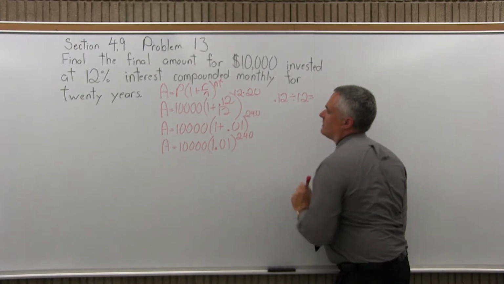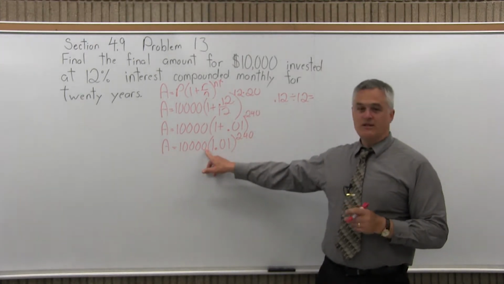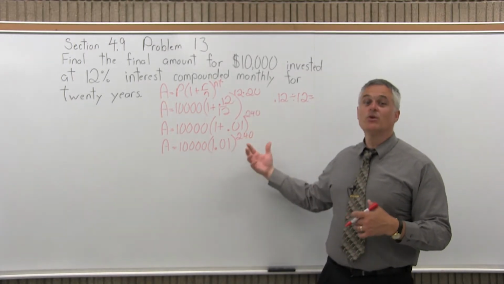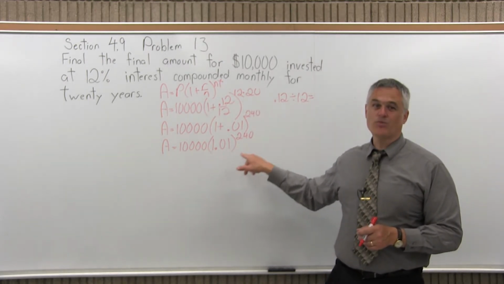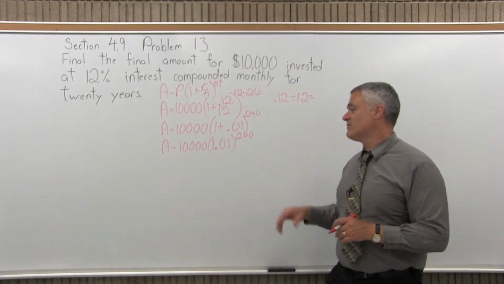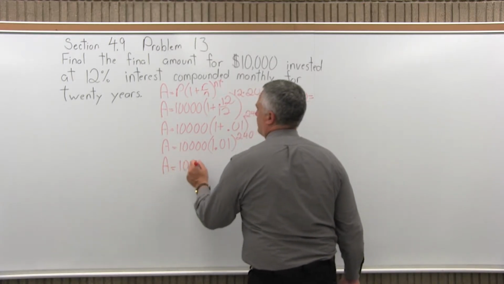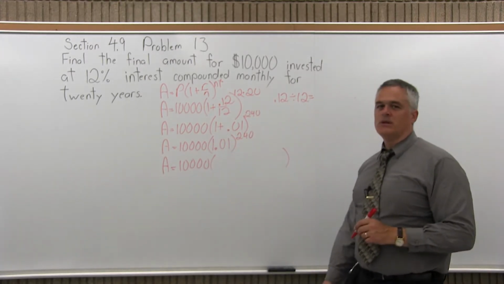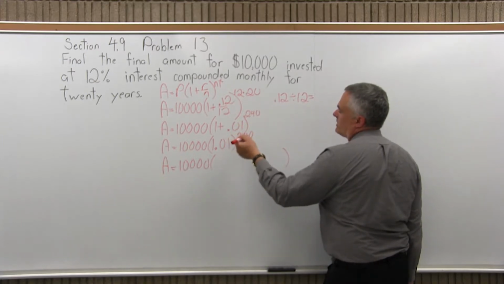Let me make that a little neater. Now, there's only two operations left. You have a multiply, 10,000 times the parentheses, and you have an exponent, the parentheses to the exponent 240. So it's not 1.01 times 240. It's 1.01 times 1.01 times 1.01, 240 times. That's not something you want to even think about doing without a calculator. So I'll leave the 10,000 in front, and I will rely on my calculator to get an answer for this extremely immense exponent.